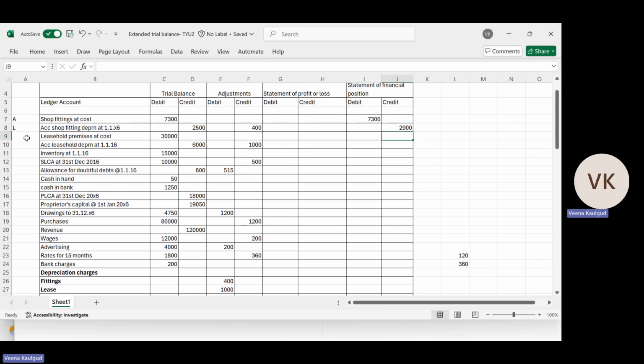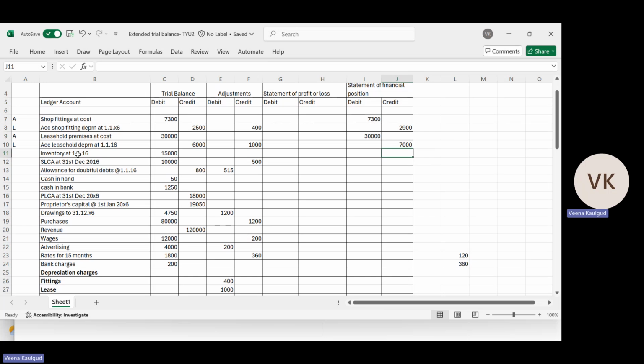Next one, leasehold premises is again an asset, and there is no adjustment. There is nothing in the adjustment column here. So it equals the same number, no changes in the asset. So I just move it to assets here. Accumulated leasehold depreciation again is a liability. There was already one depreciation here. I added a further 1,000. It means it will add the number. So it equals this plus this, 7,000.